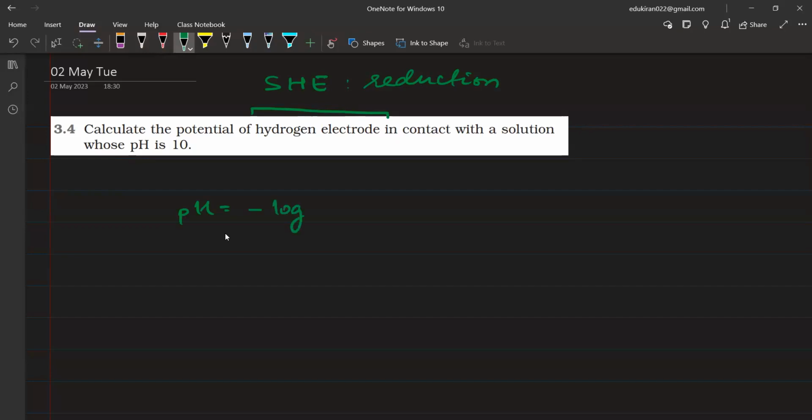Negative log of concentration of H plus ion. Okay. Now I can write like this: minus log of H plus ion is equal to pH. Now log has a base of 10, so 10 to the power of. One more thing I should do, I should get this negative sign here. Now 10 to the power of minus pH will be equal to the concentration of H plus.